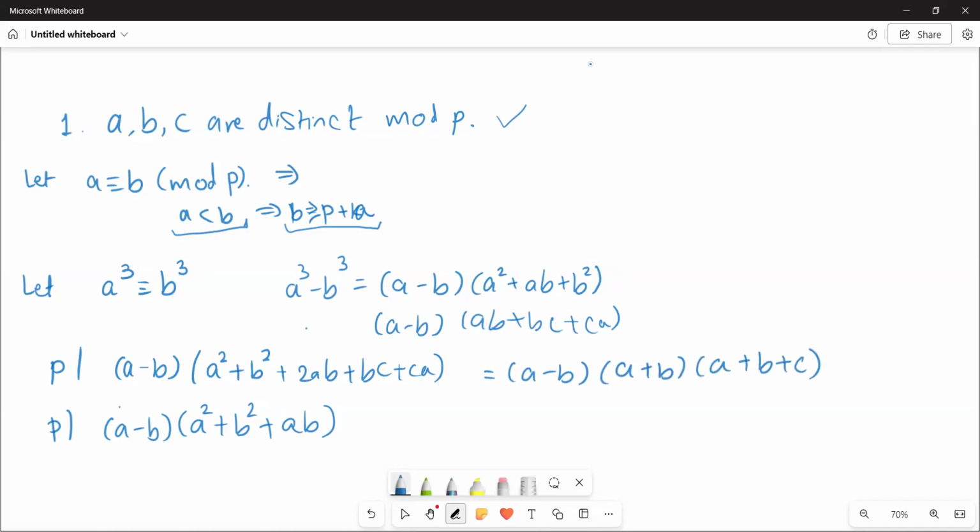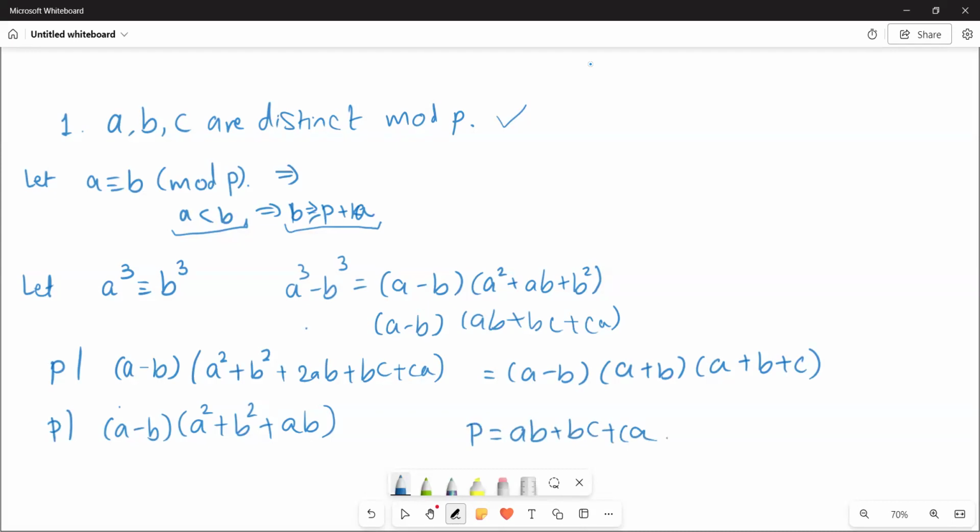Yeah, and as P is prime, then P should divide at least one of them, but that should not be the case as P is AB plus BC plus CA. Yes, very good. So what this is saying is P will divide (A minus B)(A plus B)(A plus B plus C). But we know P is also of the form AB plus BC plus CA.